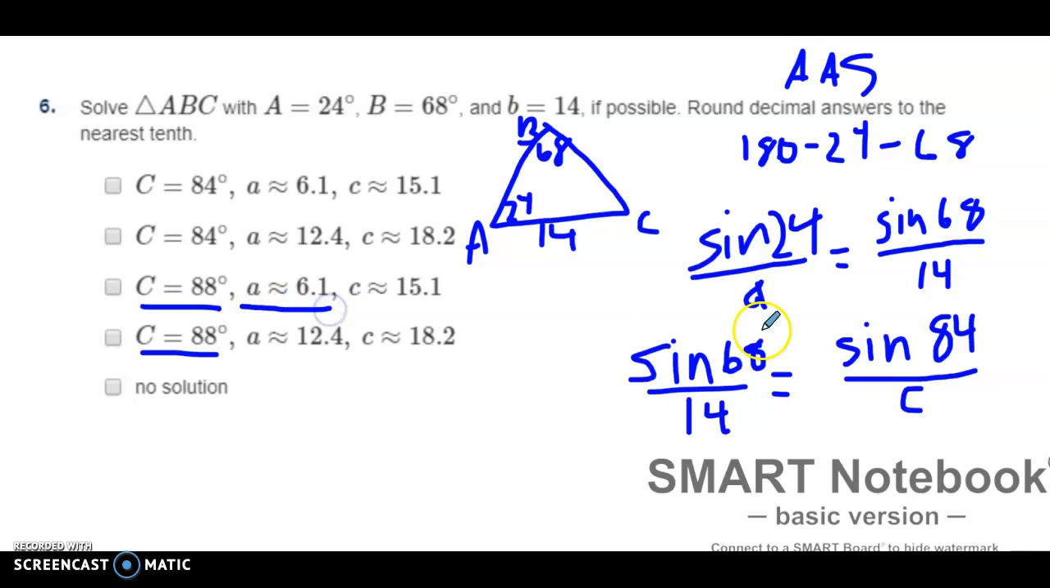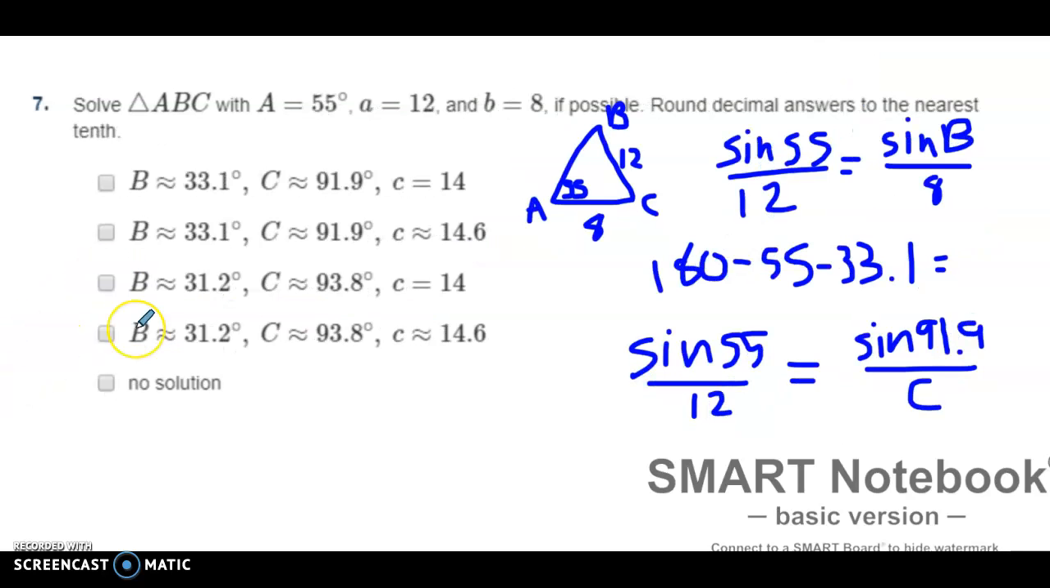So far it looks like this, but I'm just going to check C to make sure that it's not given. So same ratio here, sine of 68 over 14 equals sine of 84 over C. C is found by taking 14 times sine of 84, divide it by the sine of 68, and you do get 15.1 rounded to the nearest tenth. So it is this one right here. Number 7.